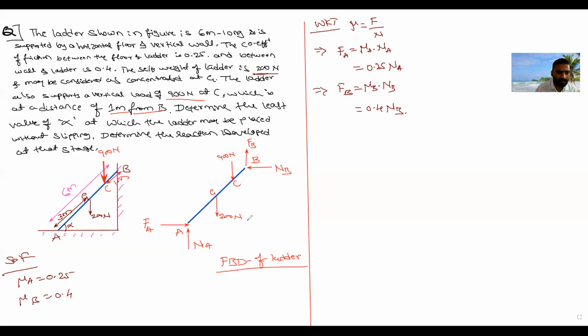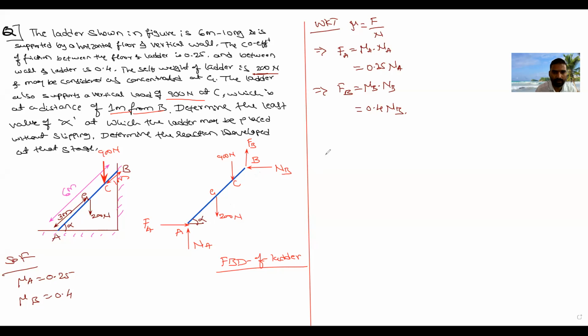Okay, what he has asked: we have to find the value of alpha in such a way that the ladder should not fall down, it should resist also. It means I have to determine Fa, Fb, Na, Nb. While you are finding all these things, you will come to the value of alpha, and also all the reactions you have to find out.